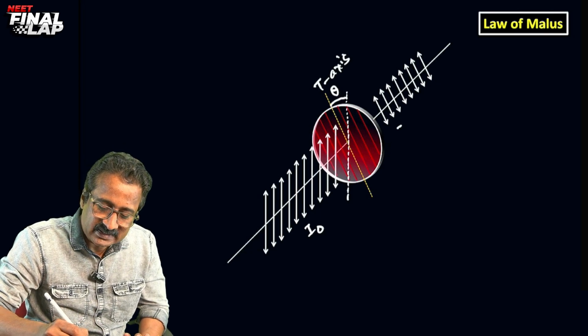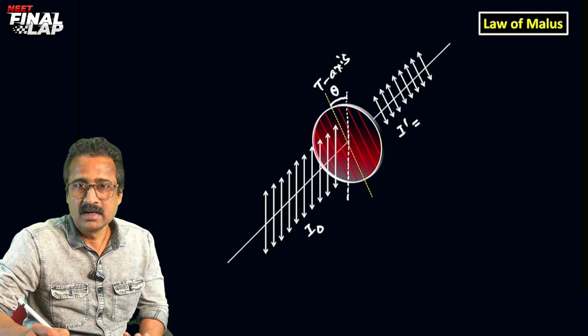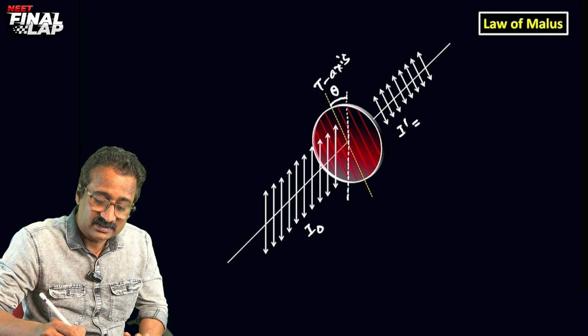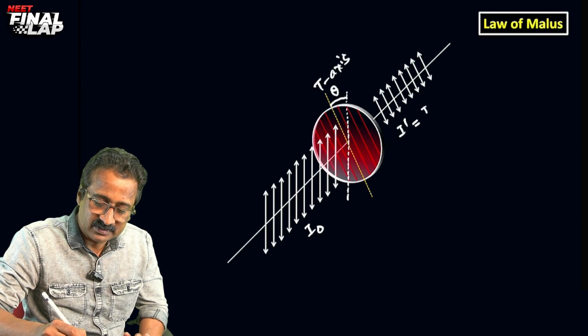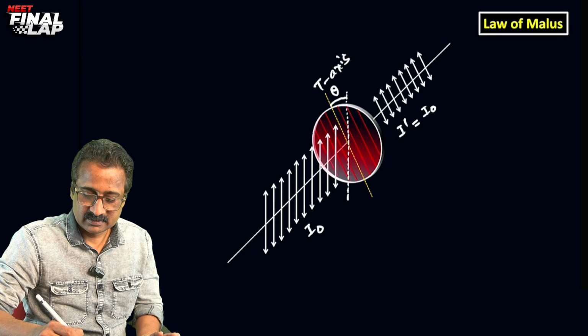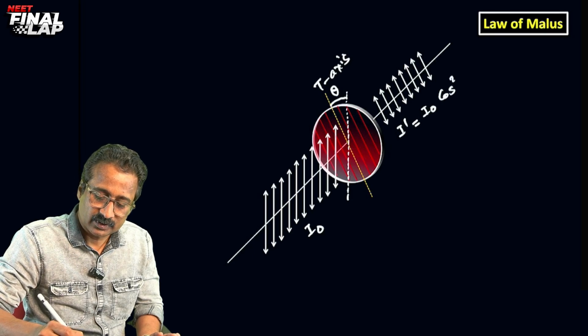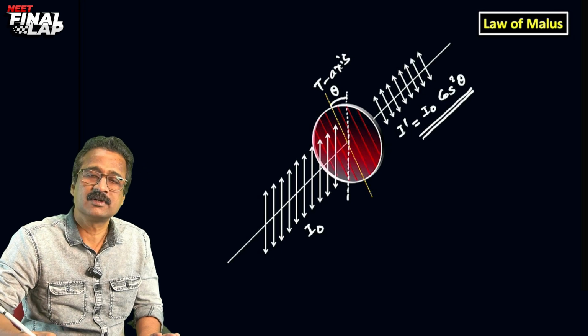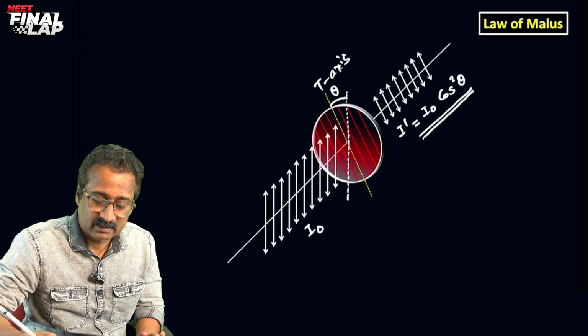The new intensity I dash, okay, that will be less than I0. Now there is a mathematical equation to calculate the intensity of transmitted light. Remember this equation. We don't have any derivation for this here. I dash is equal to I0 into cos squared theta. That is the equation for intensity of light transmitted by the Polaroid.